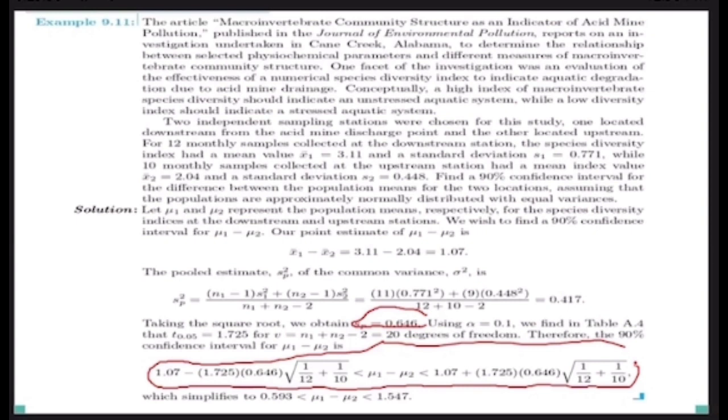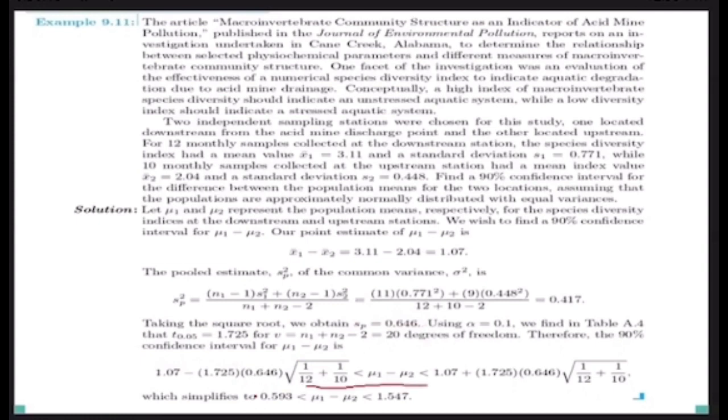0.1 divided by 2, what does that give? 0.05. Now, if I want to check from the t table, I'm going to check at the level of significance of 0.05 and the degrees of freedom of 20. That will automatically give me 1.725. I plug that in, and in the end, I got this result. Now we're telling the world the difference between the two locations lies between 0.593 and 1.547.